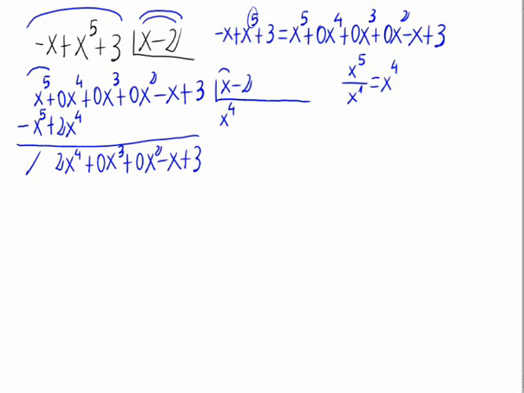And now we have to repeat the whole process, and we'll be doing this until the degree of the dividend is smaller than the degree of the divisor, and that would be the remainder. Now 2x to the fourth divided by x is equal to 2 times x cubed.